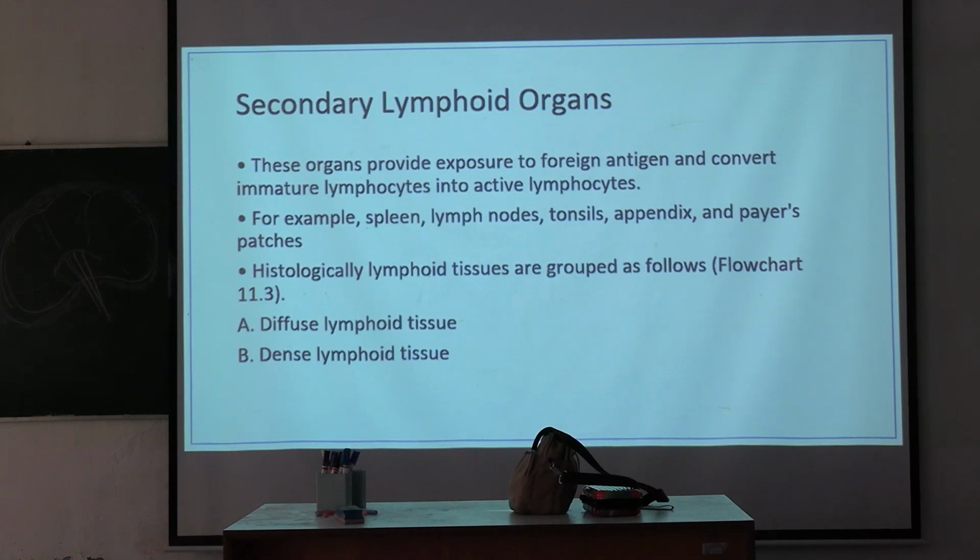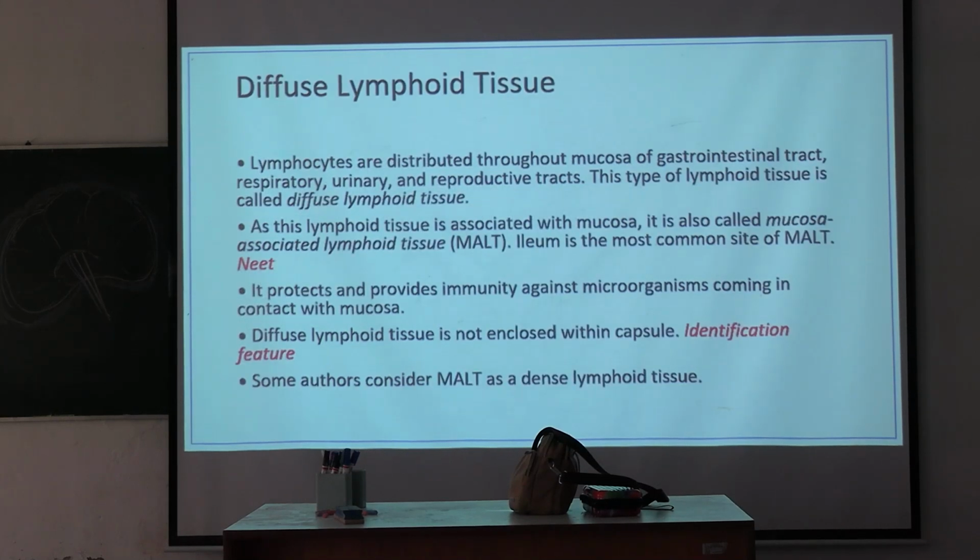Now, secondary lymphoid organs provide exposure to foreign antigens and convert immature lymphocytes into active lymphocytes. For example, spleen, lymph nodes, tonsils, appendix, and Peyer's patches. Histologically, lymphoid tissues are grouped as follows: diffused lymphoid tissue and dense lymphoid tissue. Now, diffused lymphoid tissue: lymphocytes are distributed throughout the mucosa of the gastrointestinal tract, respiratory, urinary, and reproductive tracts. This type of lymphoid tissue is called diffused lymphoid tissue.